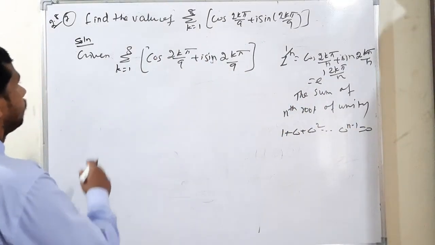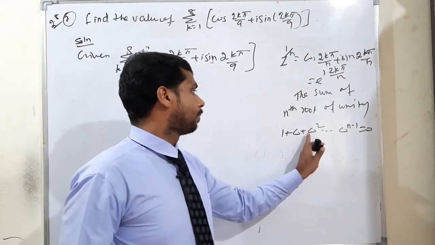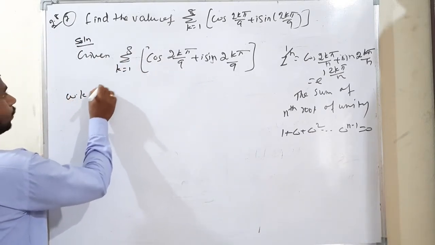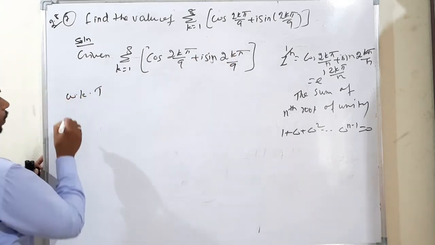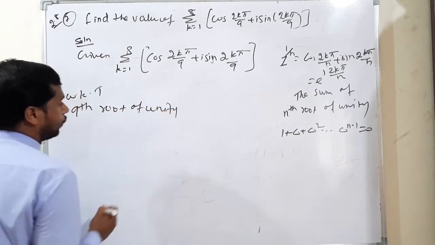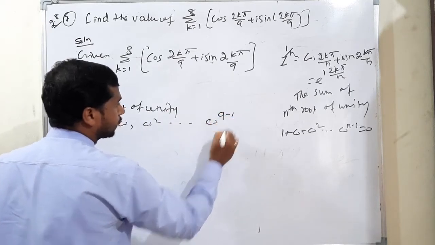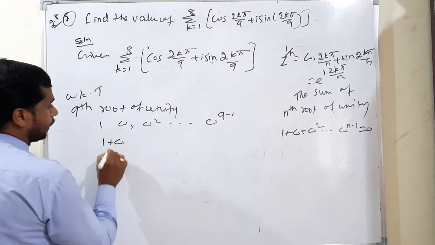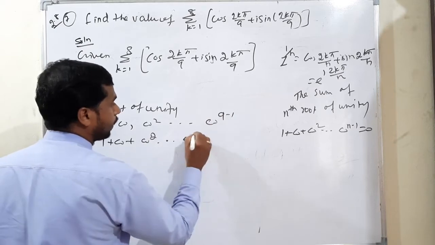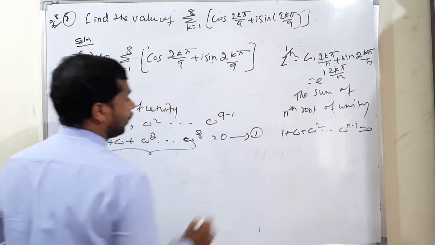Now the given condition, summation of k equals 1 to 8. According to the sum of the nth roots of unity, for the 9th root of unity we have 1 plus omega plus omega square up to omega power 9 minus 1, that is omega power 8, and the sum of the nth roots of unity is equal to 0. This is considered as equation number 1.